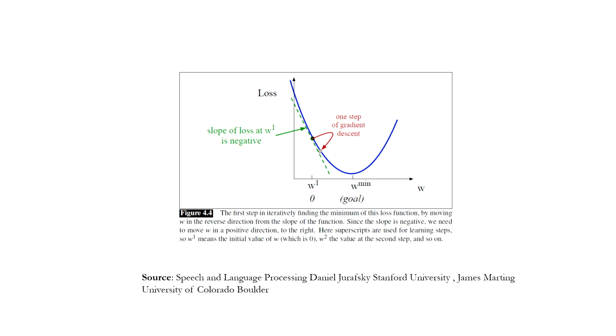And then here the subscripts are used for learning steps. W1 means the initial value, which is 0, and W2 is the value of the second step, and so on. Another point to make is that you need to start with initial values, right? Somewhere is your starting-off point. And then as the algorithm progresses, you're going to reach some optimal value, right? But you could always guess a starting point that's closer to the goal or farther away, okay?